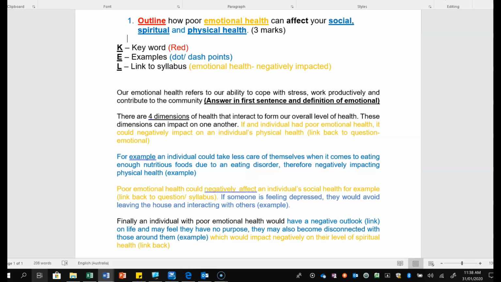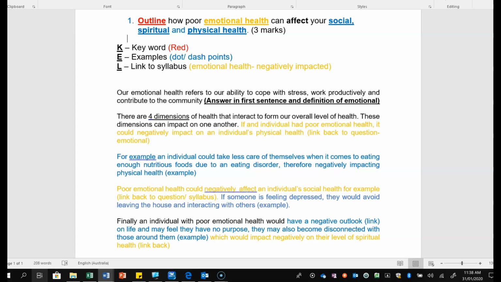First of all, what we need to do is actually answer the question in the first sentence and address the question. So what I've done here is I've put: emotional health refers to our ability to cope with stress, work productively, and contribute to the community. This is defining what emotional health is. This is straight from your notes, and you're also telling the examiner you know exactly what the definition is. And you already have defined emotional health.